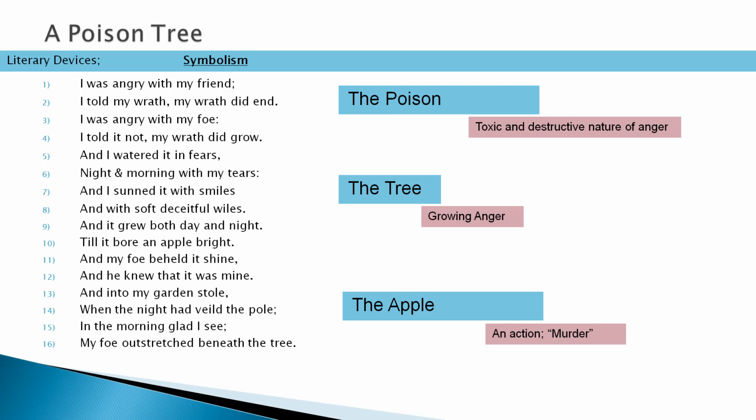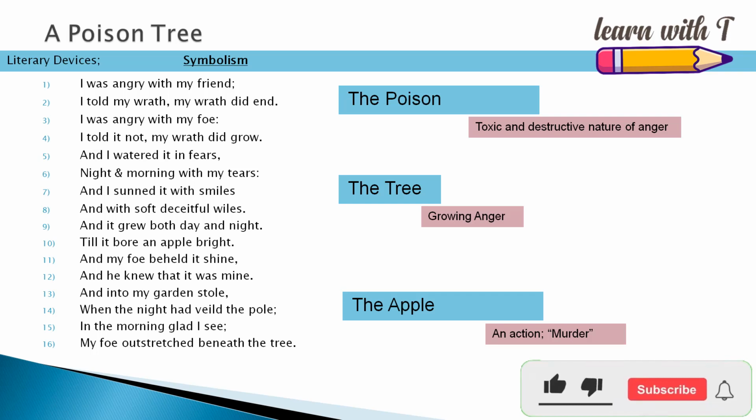His enemy knows it belongs to the speaker, but he sneaks into his garden to steal it for himself all the same. Apples have long been associated with temptation thanks to the story of Adam and Eve from the book of Genesis.